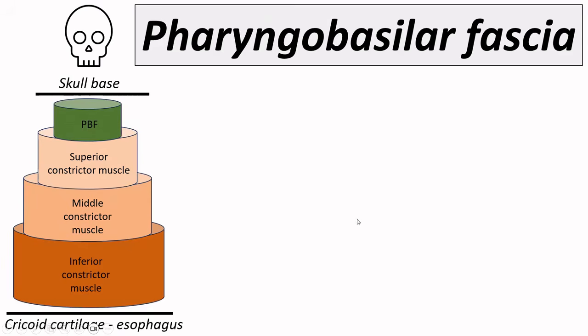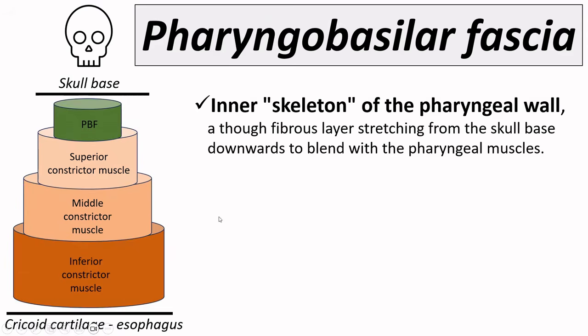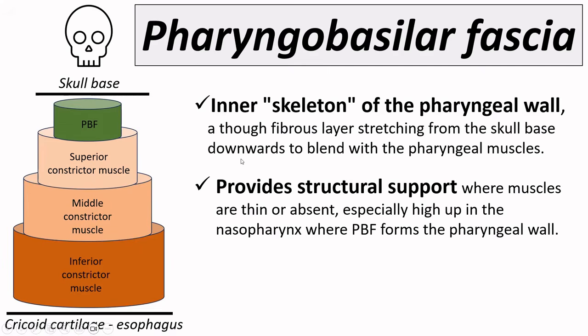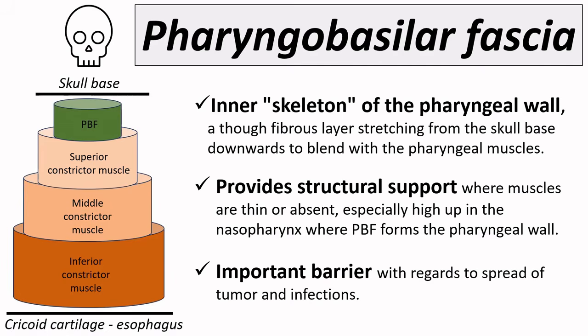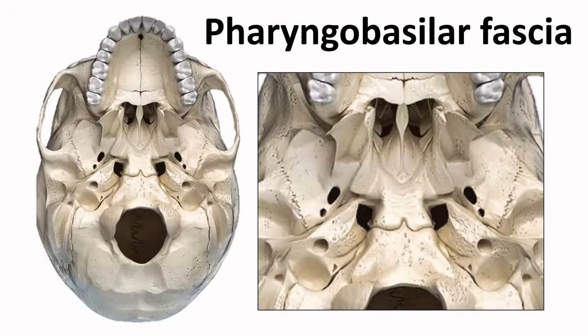Okay, the Pharyngobasilar fascia was already shown in this drawing. It goes from the skull base all the way down along the pharynx, and as said, can be seen as the inner skeleton of the pharyngeal wall, a very tough fibrous layer stretching from the skull base downwards, providing structural support where the muscles are thin or absent, and is an important barrier for the spread of disease.